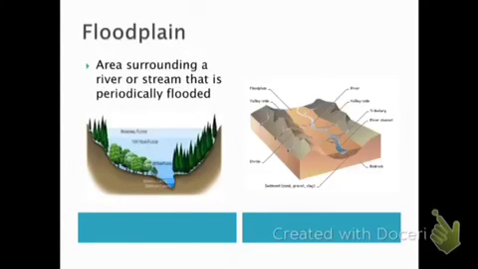A floodplain is the area surrounding a river or stream that is periodically flooded. Usually the insurance rates for homes are higher in flood zones, and I would highly recommend you do not live in a flood zone. Floodplains are flat for a reason. They're used to fill up when the river floods.